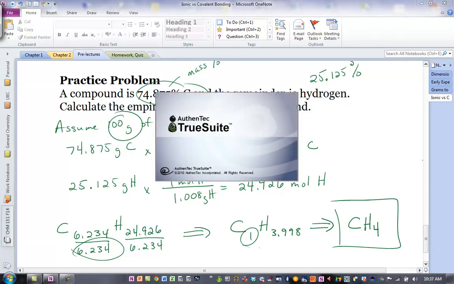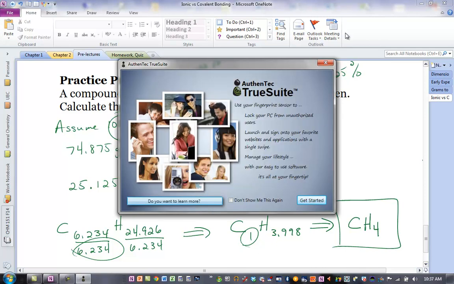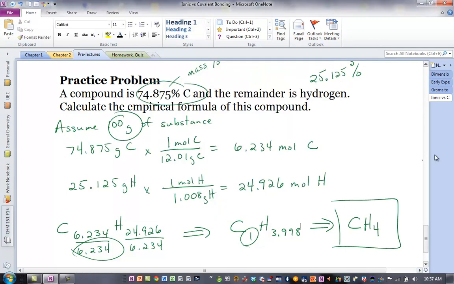In this case, both of our things came out to whole numbers. I have no idea why that happens. I did not touch anything on my computer at that point. Both of them came out to whole numbers.